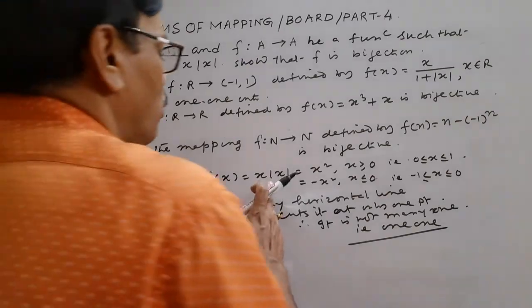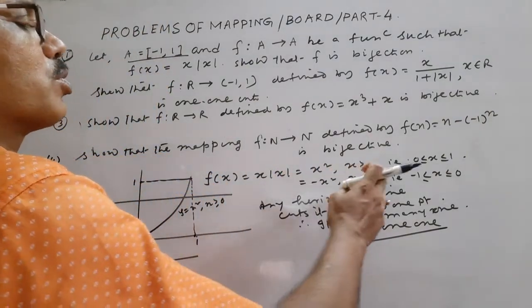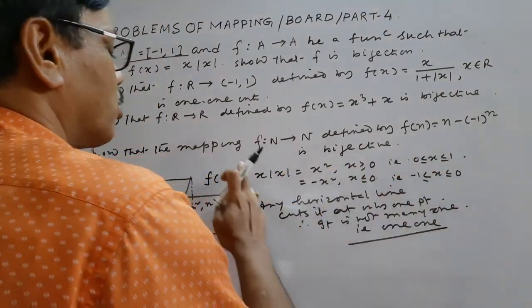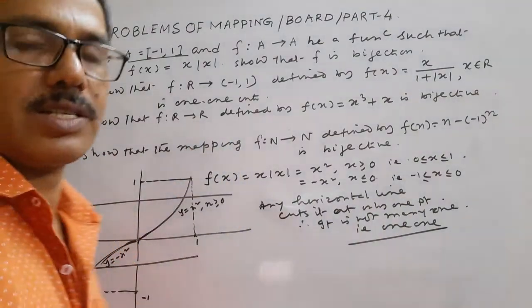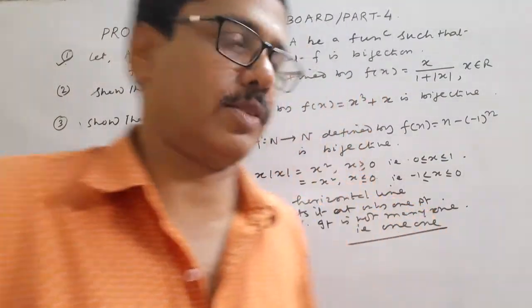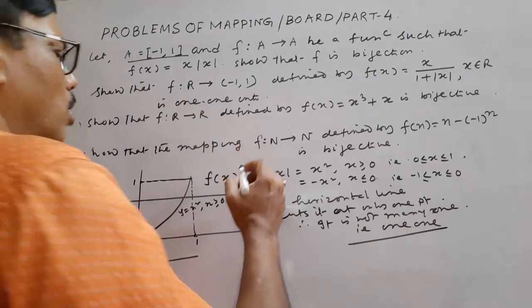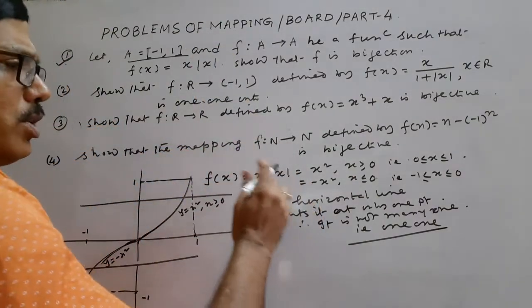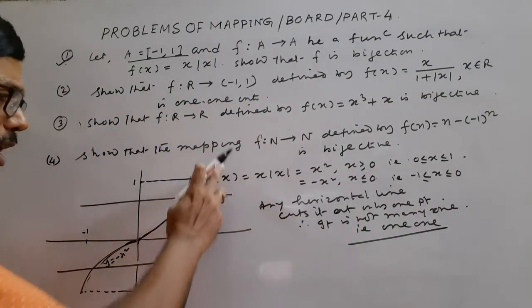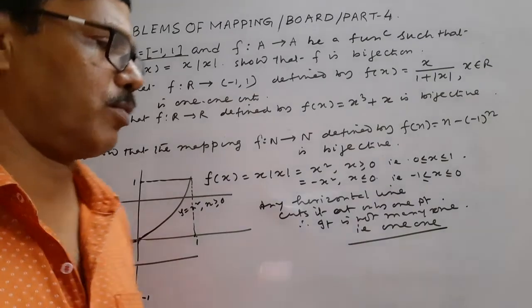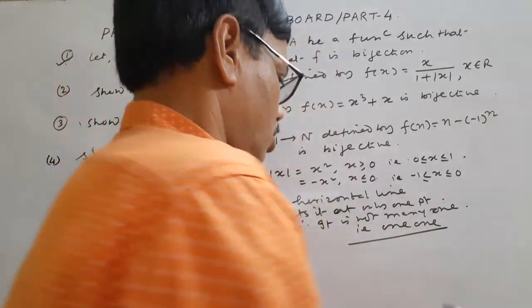We can also prove it by taking x1, x2 belonging to 0 to 1, f(x1) equals f(x2) implies x1 equals x2. So we have already solved many problems using this concept. Here we are using the concept of graph.